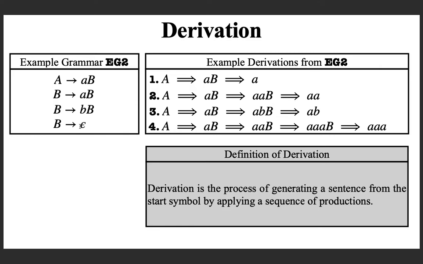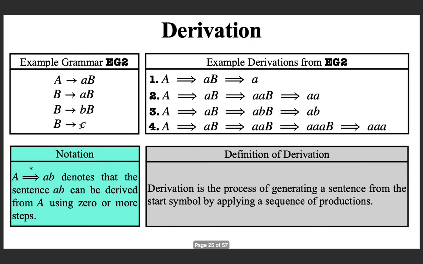And now you can look at the notation for derivation. You can read this as from A in 0 or more steps you can derive ab. Capital A star implies small ab means the sentence small ab can be derived from A using 0 or more steps. Star stands for 0 or more. So that is the notation.